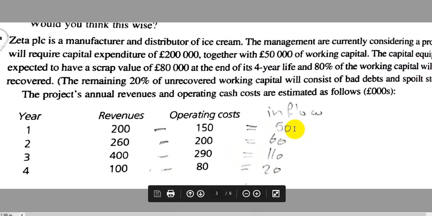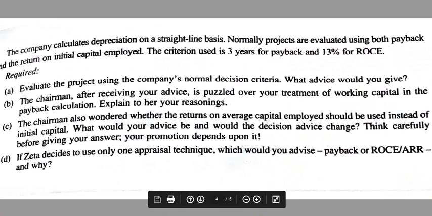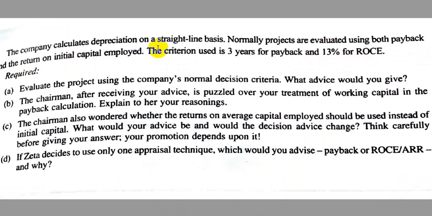And remember that these numbers are in thousands. So what is the remaining of the problem? Here the company calculates depreciation on a straight line basis, and we remember that the lifetime of the project is 4 years, and normally projects are evaluated using both payback and the return on initial capital employed. There is a little bit more information in this point.